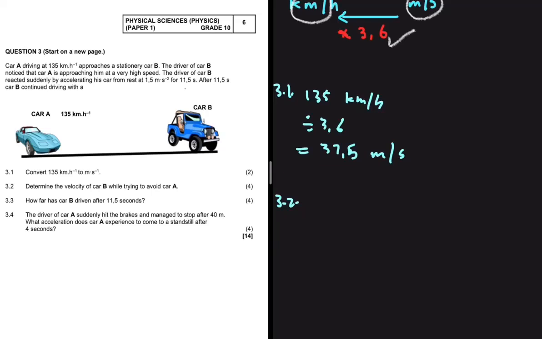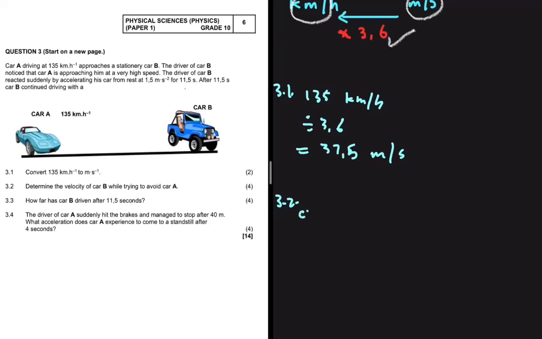We're going to use equations of motion here, but before we decide which equation we are going to use, we need to know which information we have. It is the information we have that is going to guide us towards the right equation to use. So what do we have here?